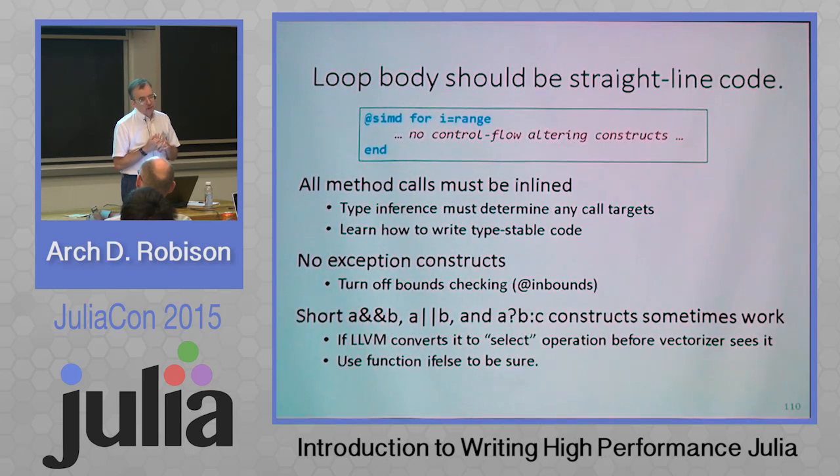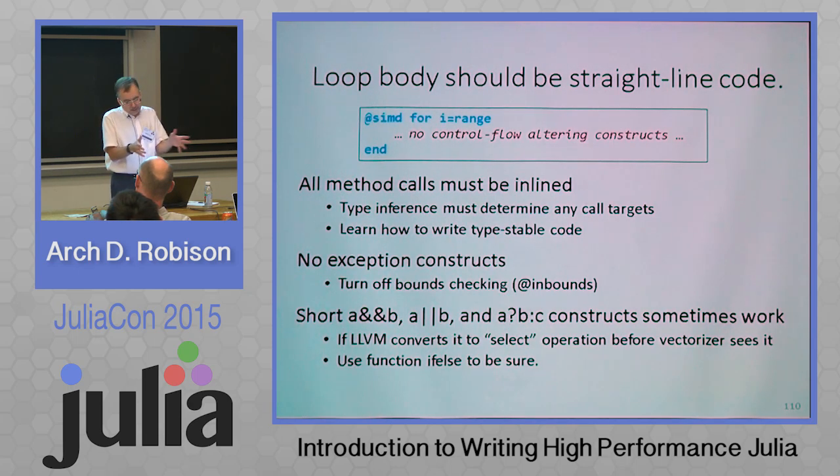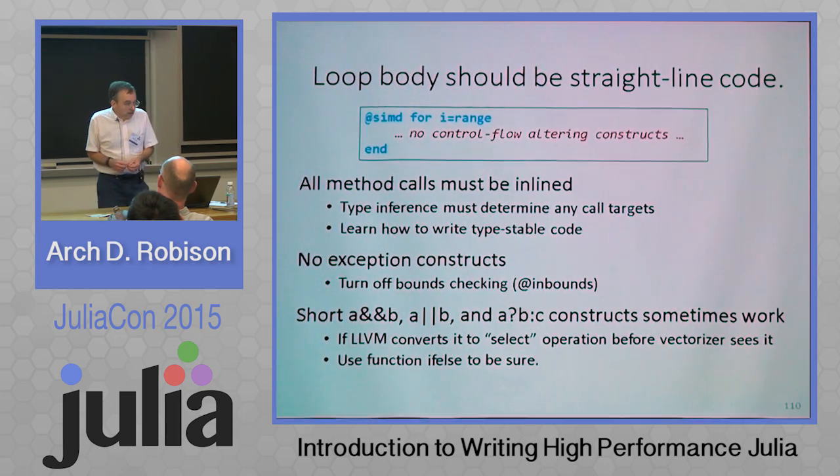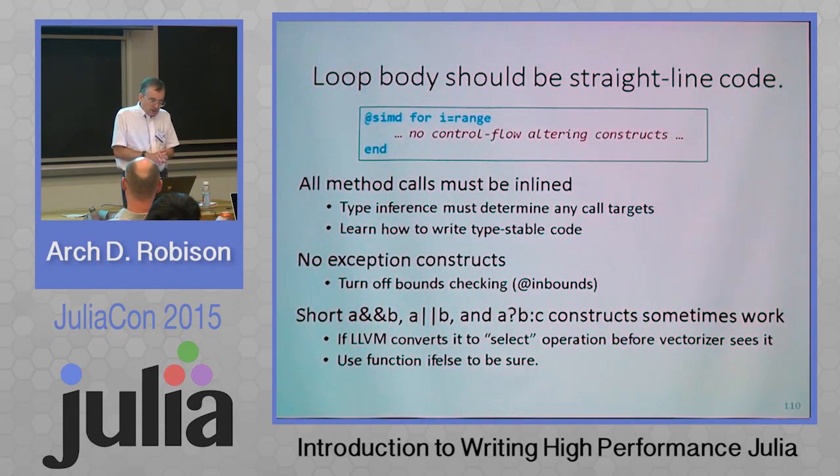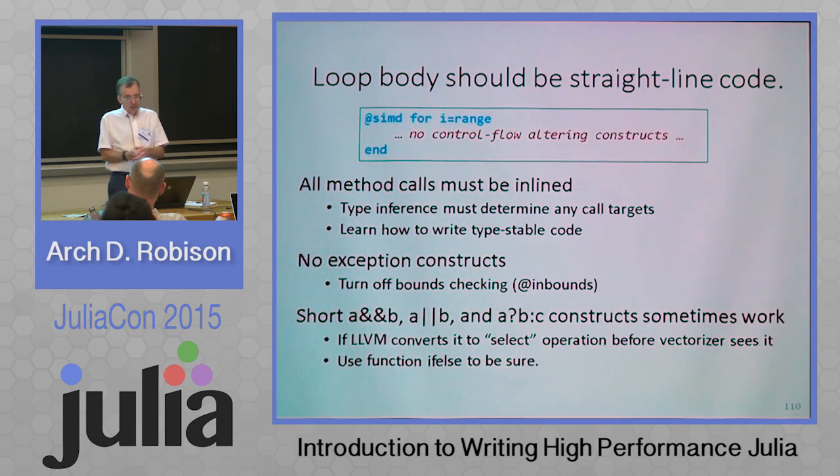Make sure there's no exception constructs, because the problem is the branch that's implied by them. There's some check, and do I need to throw something here? And if there's a branch, it's no longer straight line code. So turn off bounds checking. For subscripts, use @inbounds to turn off the bounds checking. Like square root, you need to turn off the check for negative argument with fast math.